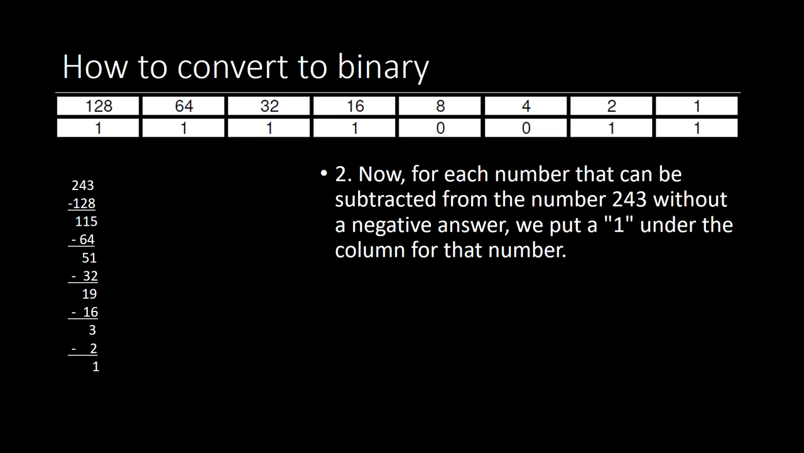When we get to 2, we can subtract 2 without a negative number. So we subtract 2 from 3, which leaves us 1. And then what do we do if we can subtract it? We put a 1 underneath that column. So a 1 goes directly under the number 2. We have 1 left. And guess what? We can subtract 1 from that.